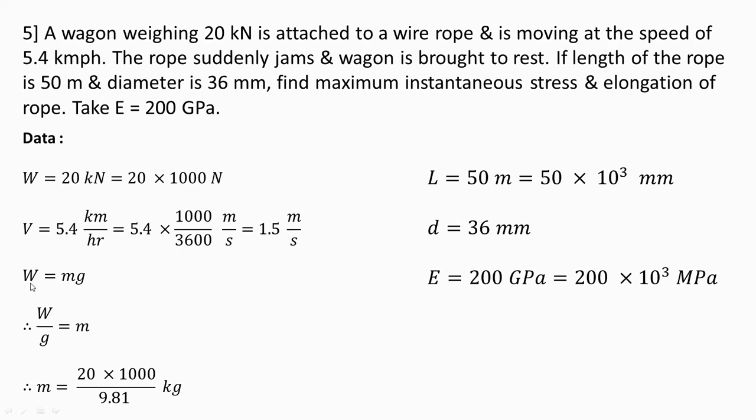Now we know that the relation between weight and mass is W equal to mg. So W upon g is equal to m. So this is the value of the mass. Length of the rope is given as 50 meter. Convert this meter into mm by multiplying by 10 raised to 3. Then the diameter of the rope is 36 mm. Capital E is 200 into 10 raised to 3 MPa. MPa means Newton per mm square.